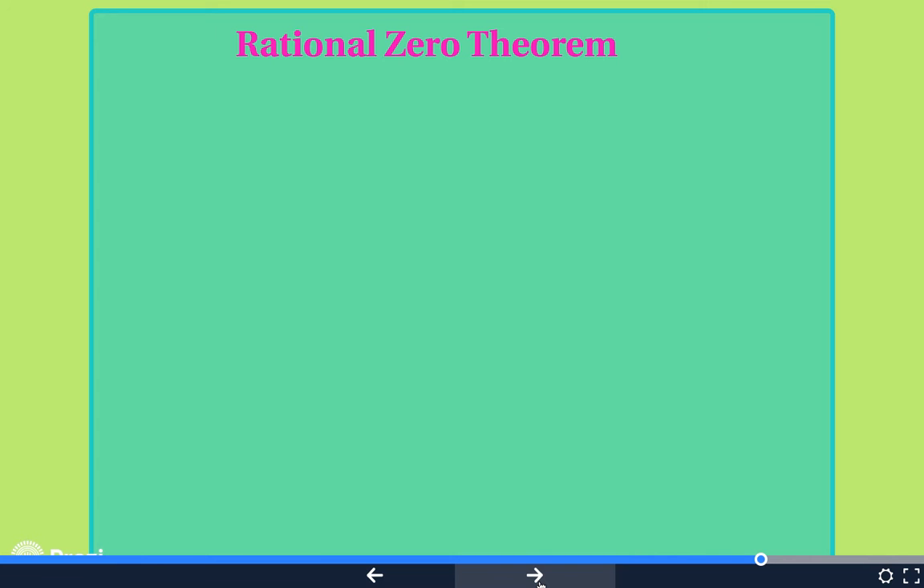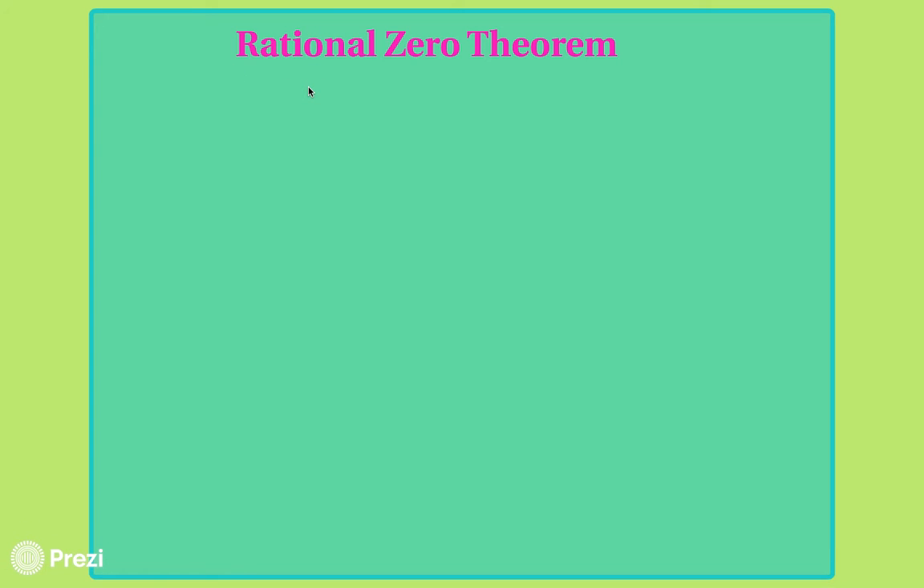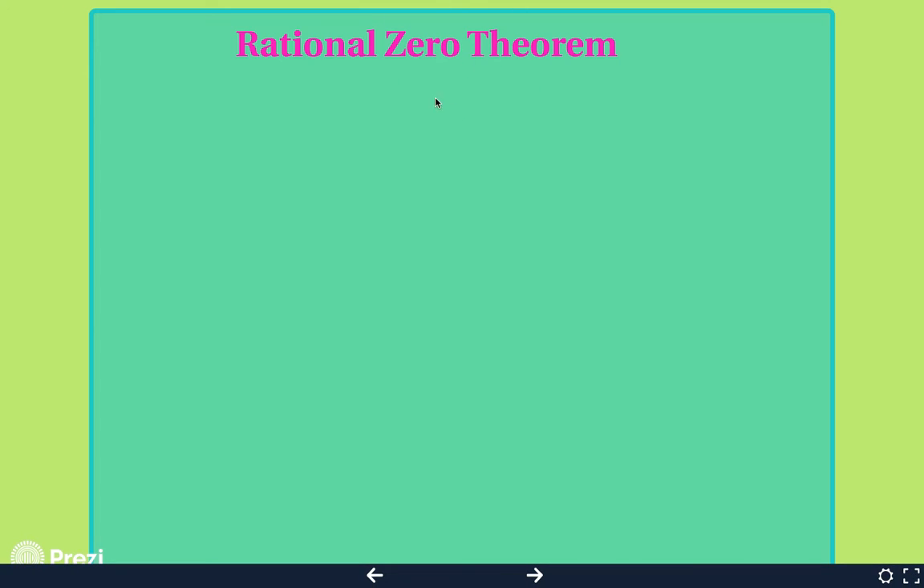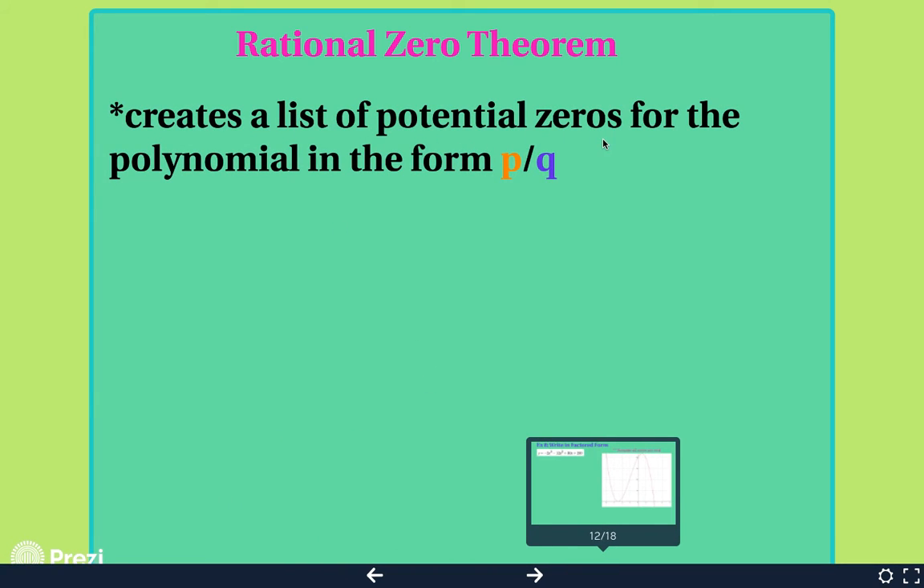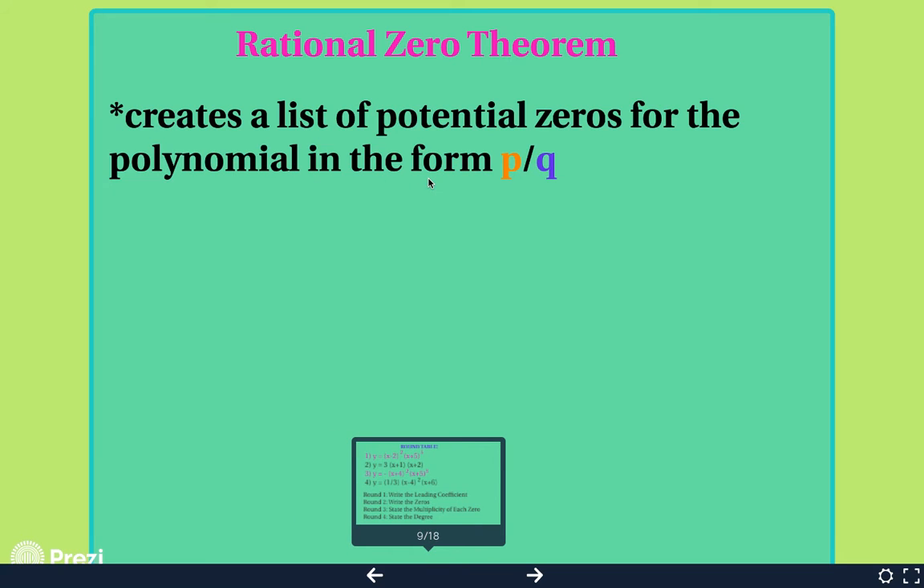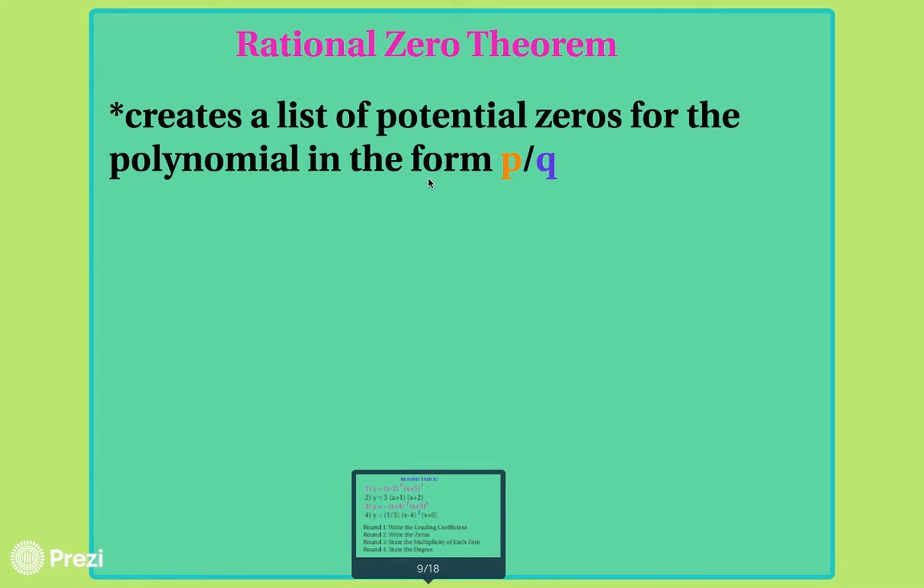If factoring fails you and I did not give you a graph, what you have to use is something called the rational zero theorem. So let's talk about that. Rational means something that can be represented as a fraction. So it has to do with fractions, and it has to do with the list of potential zeros. We're going to be creating a list of potential zeros for the polynomial, and they'll be in the form p divided by q.